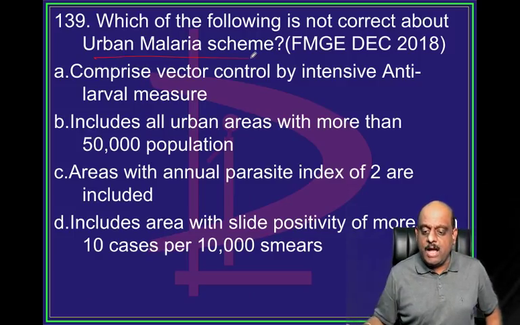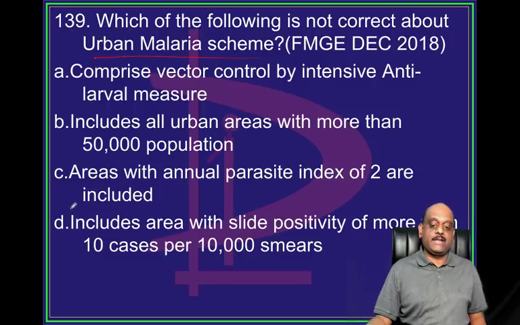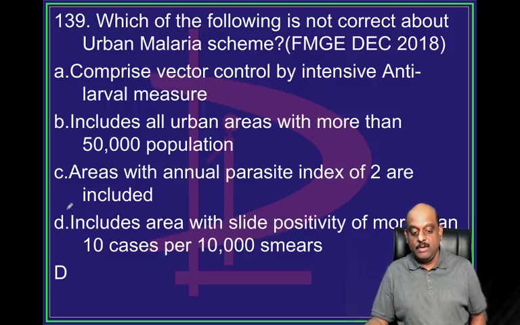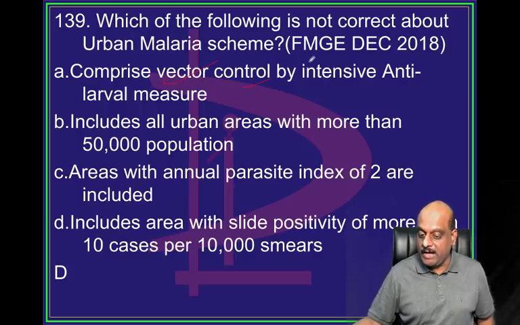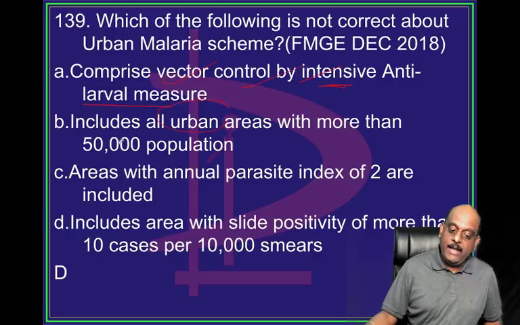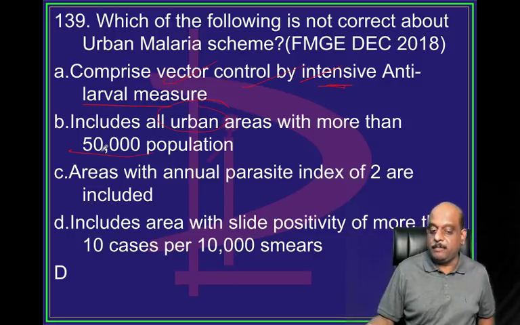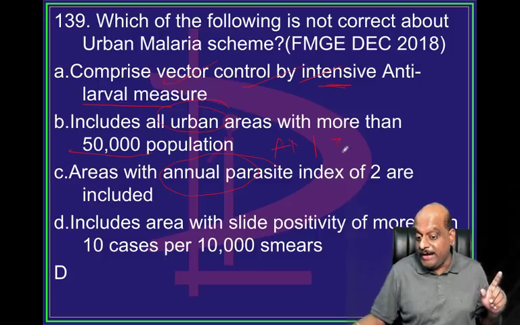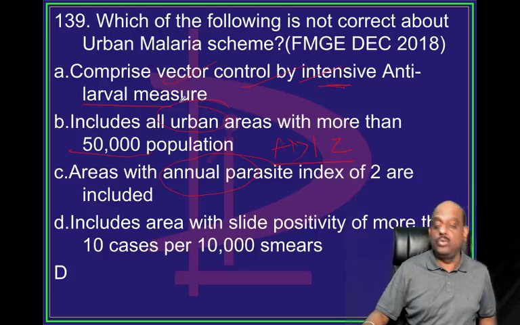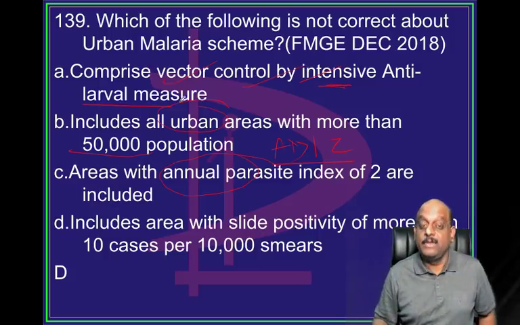Urban malaria scheme. What is not correct? So it comprised the vector control by intensive anti-larval measure. Urban areas with more than 50,000 population. Areas with the annual parasite index more than 2 is urban malaria scheme.